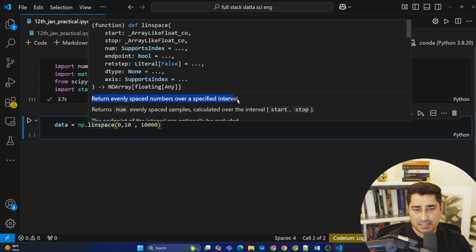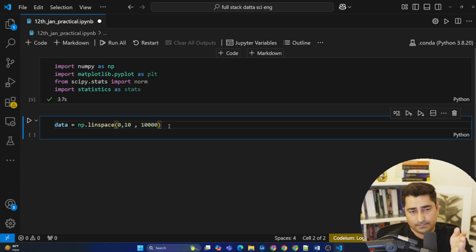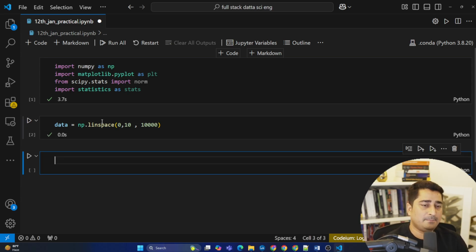Return evenly spaced numbers over the specified interval. So in the specified interval it is going to generate data for you. It is going to basically divide the entire scale between 0 to 10 into 10,000 points, and after an equal space it is going to give you the data. Now you can try to use logspace, linspace, or random functions, randn, randint, rand. There are so many functions already available inside NumPy which you can use to produce the data set. Fine, I'll be using this.